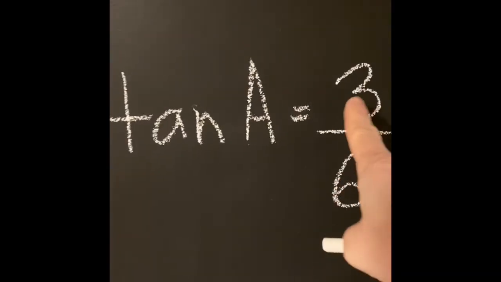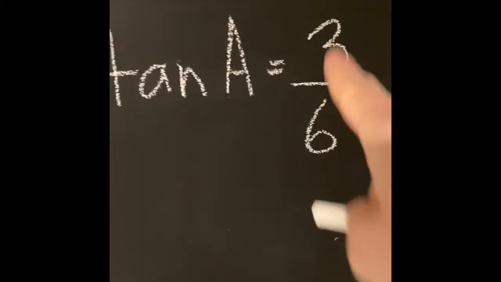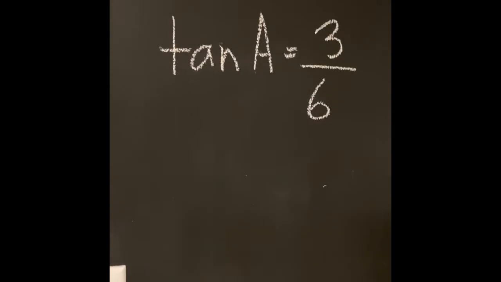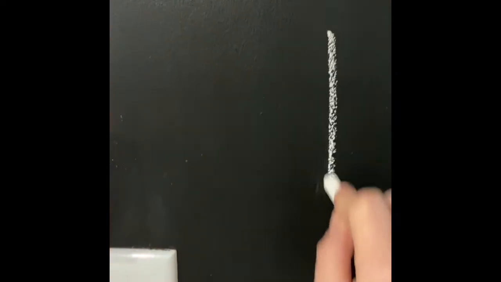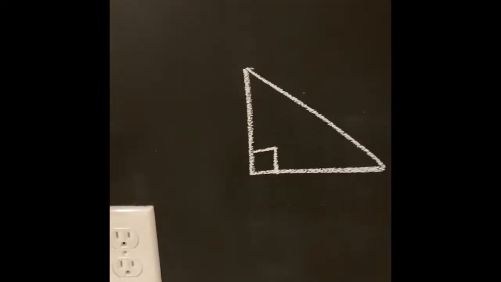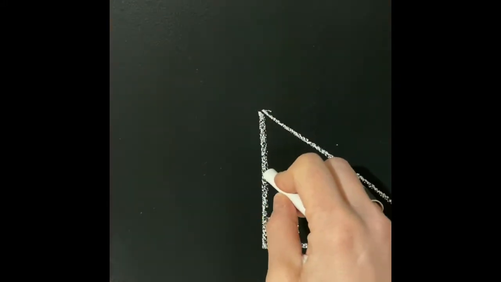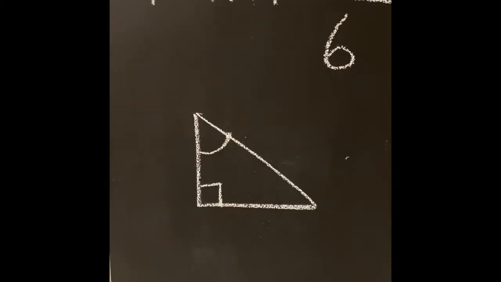Or maybe it's 5 over 10. Or maybe it's 2 over 4. It doesn't matter what the O and the A is, as long as it gives you 0.5. So I'm going to draw my triangle with a 3 and a 6. Okay, this time, just to mix things up, I'm going to put my reference angle up here.